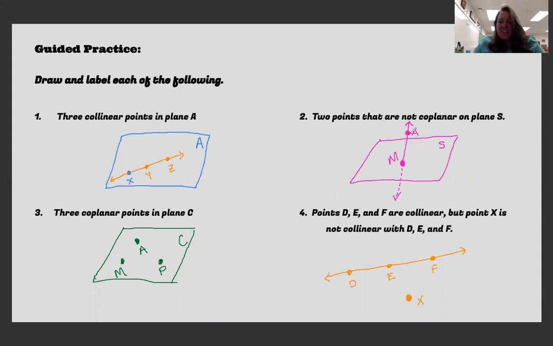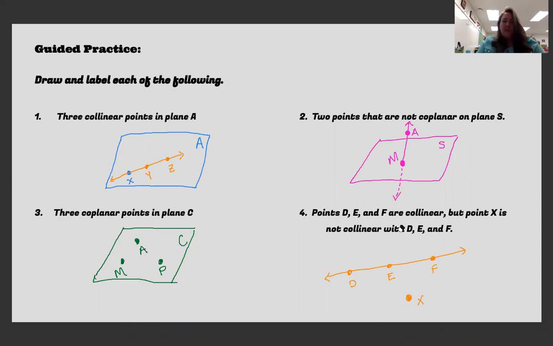So this point A is definitely off of plane S, but point M is on it. So those two points would not be coplanar on plane S. The third one asks for 3 coplanar points in plane C. So I have plane C again drawn as a parallelogram, and then I've got the 3 points drawn on there. I named them M, A, and P. They're all on the plane. If I wanted to show one that was not coplanar, I would need to draw it off of the plane somewhere.